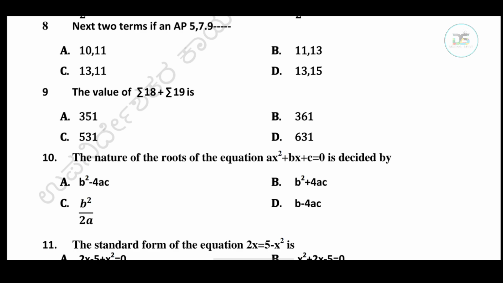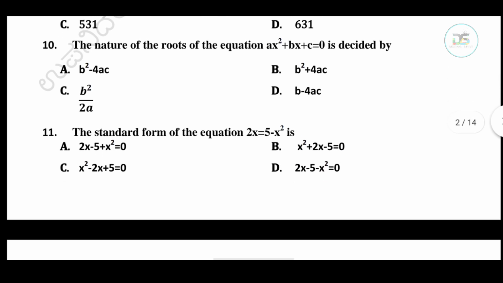Next question. The nature of the roots of equation ax² + bx + c = 0 is decided by. Options are b² − 4ac, b² + 4ac, b² divided by 2a, b − 4ac. Here the right answer is option A, b² − 4ac.